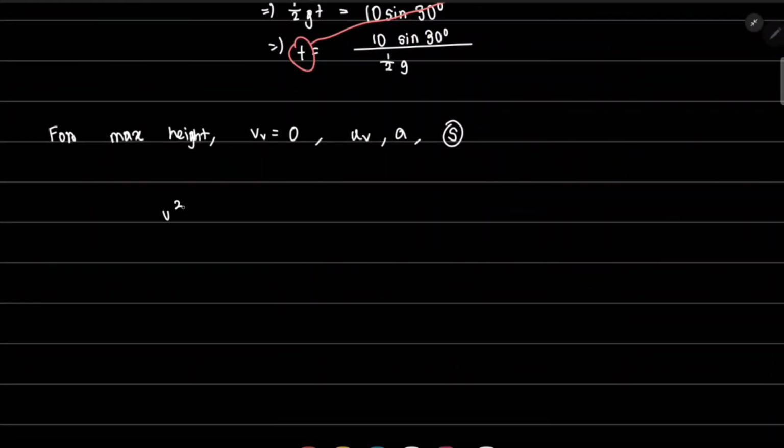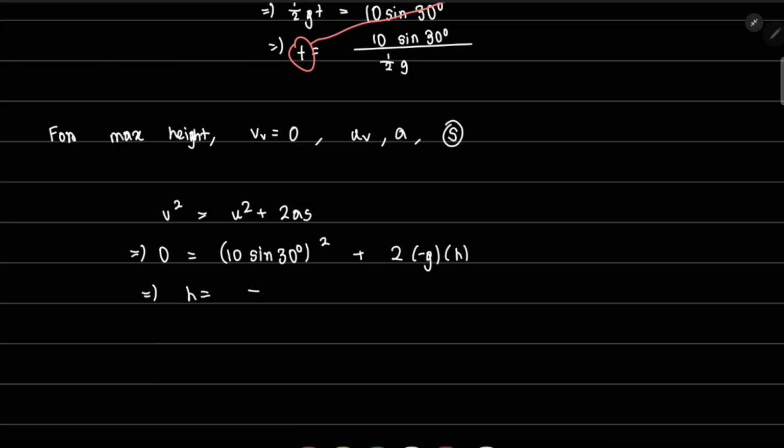So we get v squared equals u squared plus 2as. v is 0, u is 10 sin 30, squared, plus 2 times minus g times h. From here we get h equals (10 sin 30) squared divided by 2g.